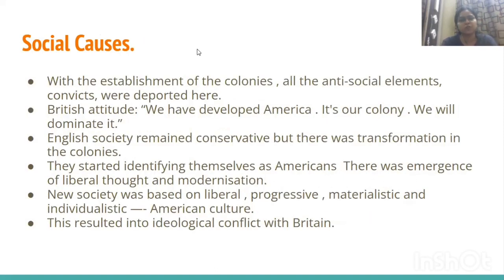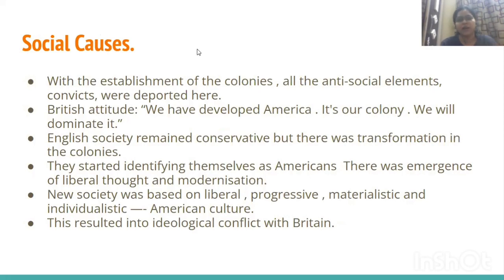The social cause was that now these people, those who came to America and established their colonies, had to start everything from scratch, because America was a completely newly discovered continent. So they had to start everything from zero. They had to set up the whole industrial setup, agricultural setup, everything. And these people were very hardworking. They built up American society, and they were the ones who contributed to modern, westernized, liberal American culture.